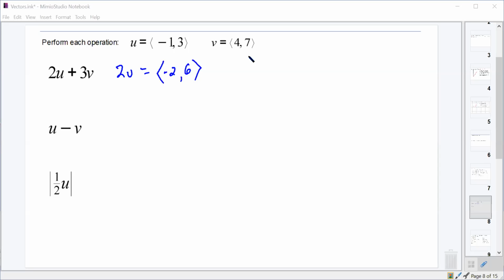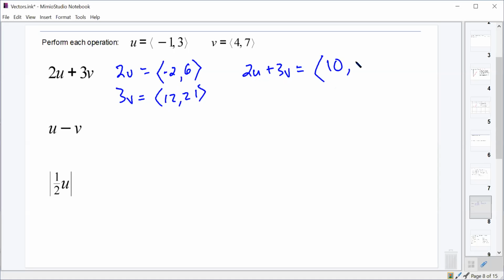What about 3v? 3v should be what vector? (12, 21). Okay, and so 2u plus 3v, we just need to add them. -2 plus 12 should be what? 10, and then 27. Everybody good with that?